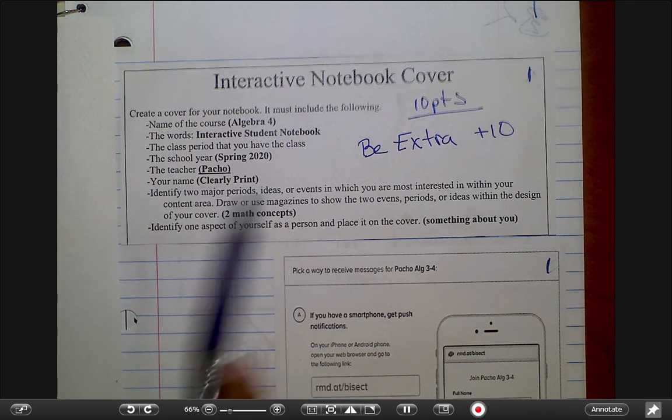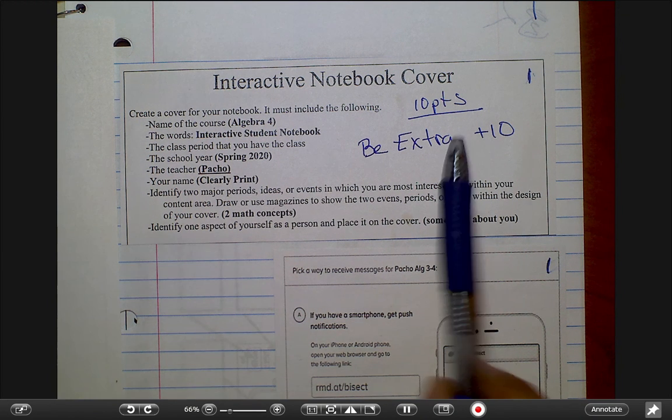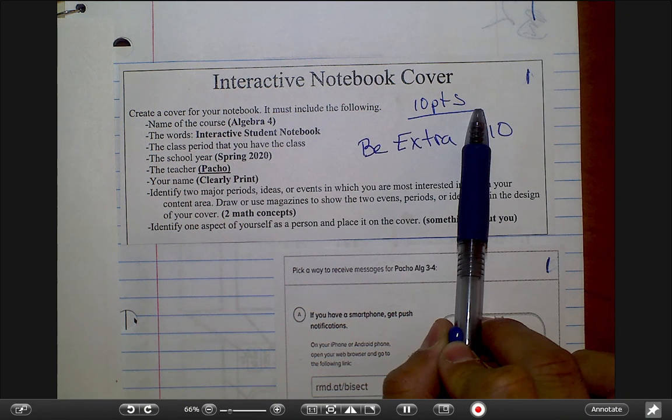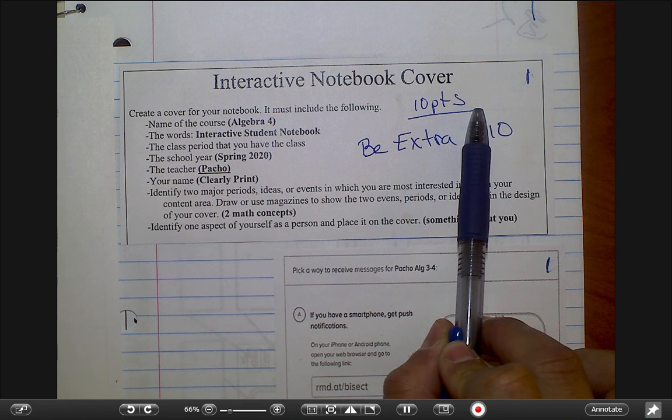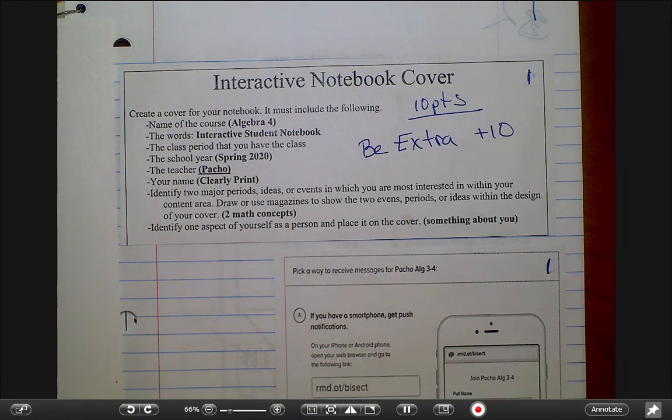Two math concepts and something about you. So, 2 graphs, 2 math formulas, 2 something. All right? Now, your cover itself is 10 points. It says right here, be extra. You can get 10 extra points.